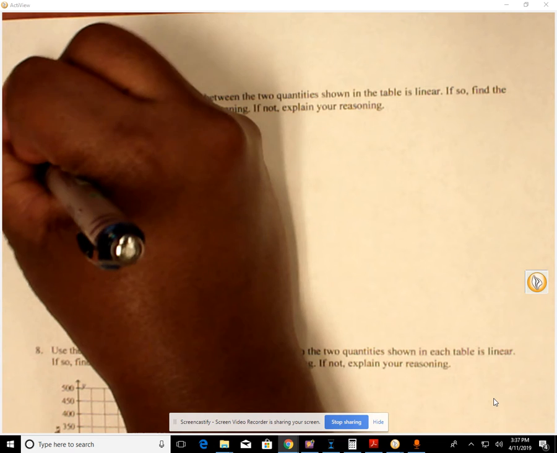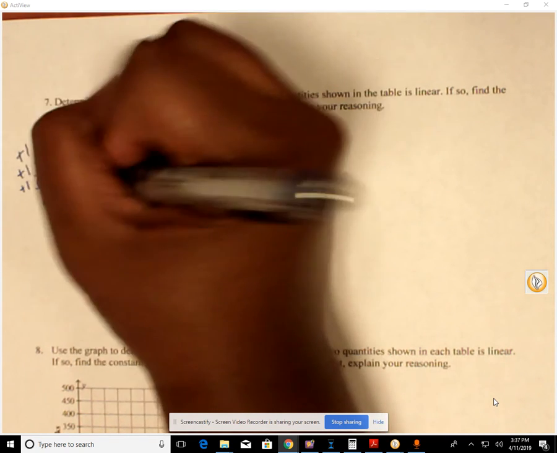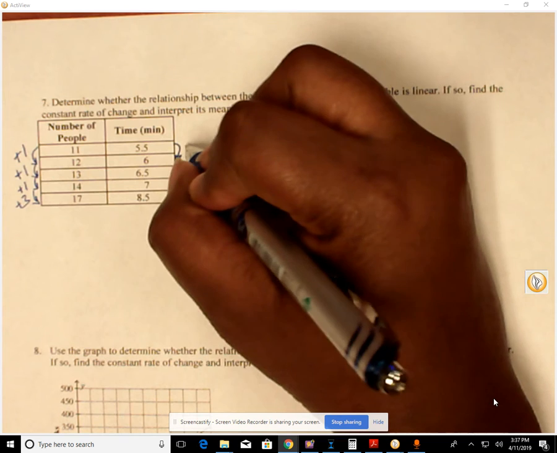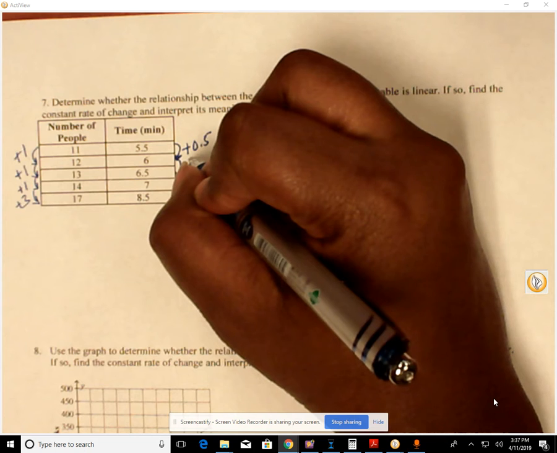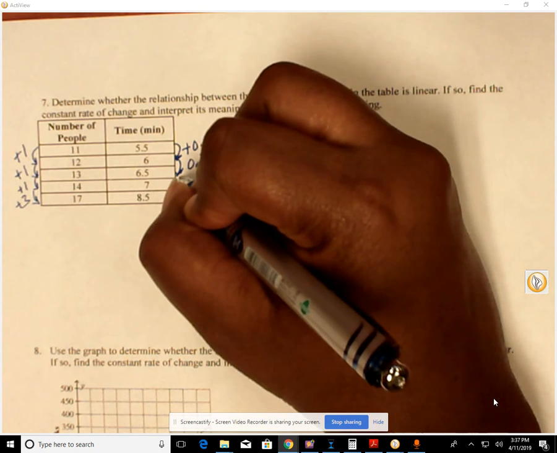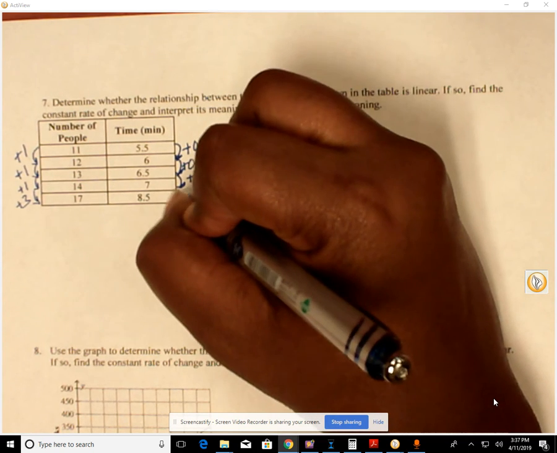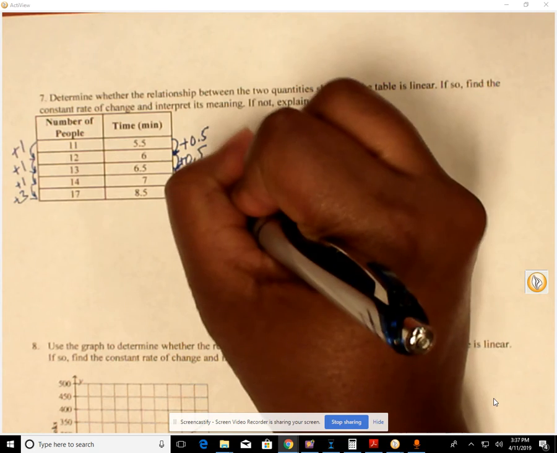So, we're going to do the same exact thing. From 11 to 12, that is a plus 1. From 12 to 13, plus 1. 13 to 14, plus 1, and then 14 to 17, that is a plus 3. So from here, from 5.5 to 6, that is a half, 0.5. From 6 to 6.5, that's a 0.5 or a half. And then 6.5 to 7, that is a half or 0.5. And then 7 to 8.5 is 1.5, so 1.5.